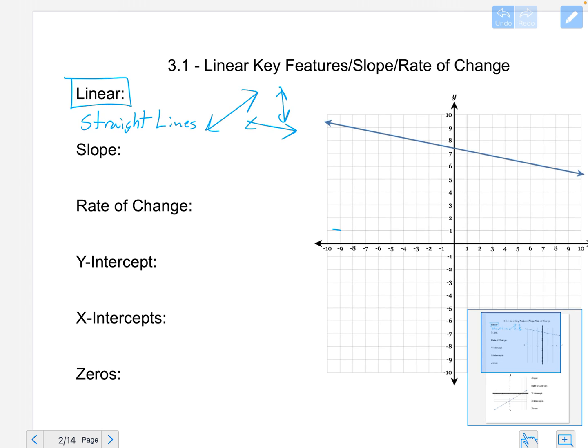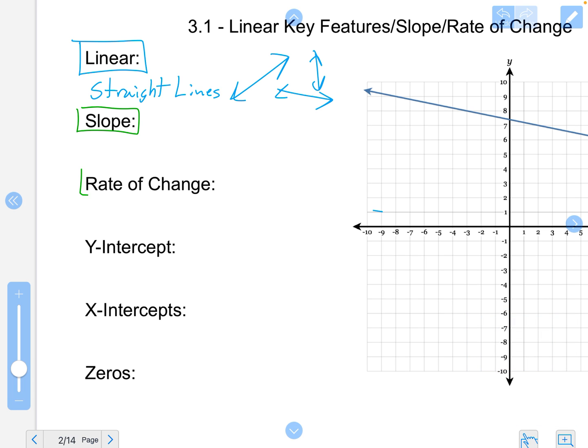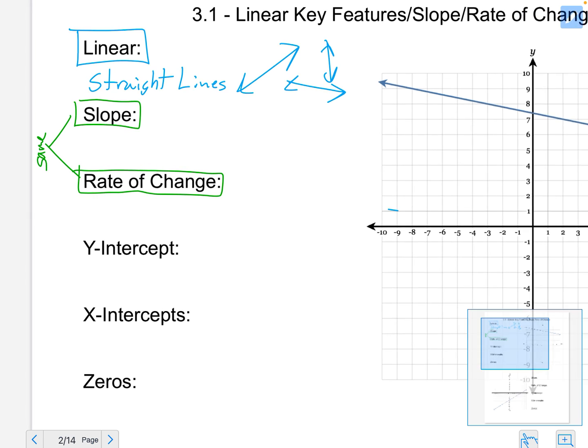The biggest thing we always end up talking about with linear lines is slope and rate of change. And before we get started on defining these things, I want you to know that slope and rate of change are the same thing. They are two different names, but they mean the exact same. The way that the STAR test and even the tests that we're going to give this year, they're going to use slope and rate of change in different questions. But they always mean the same thing.